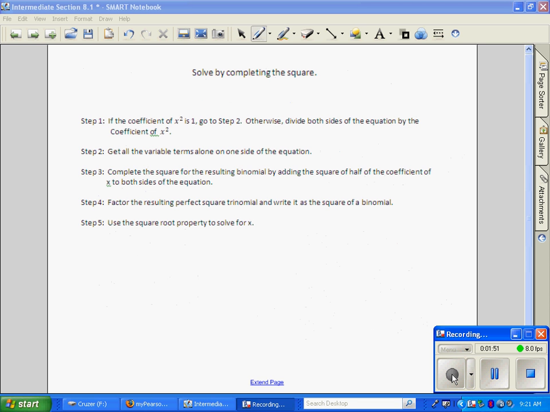Okay, this next page is to solve by completing the square. Basically, it's just the steps written out. If you want to take a minute, pause the computer, and then read through these steps. This will just help you if you get lost along the way. So this is kind of a resource.